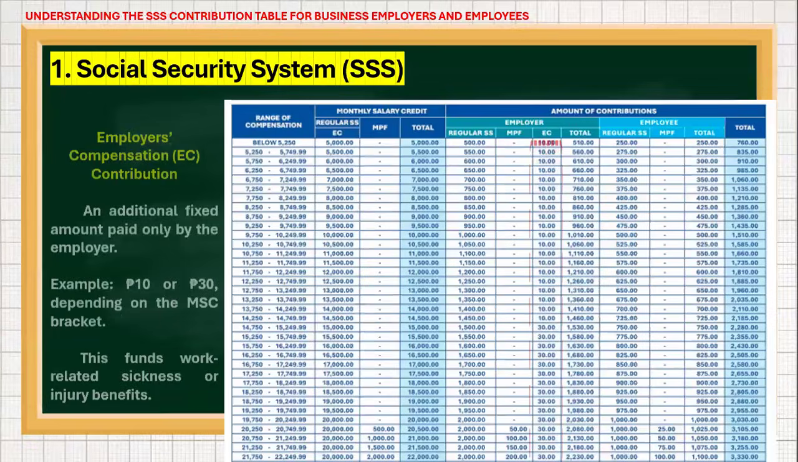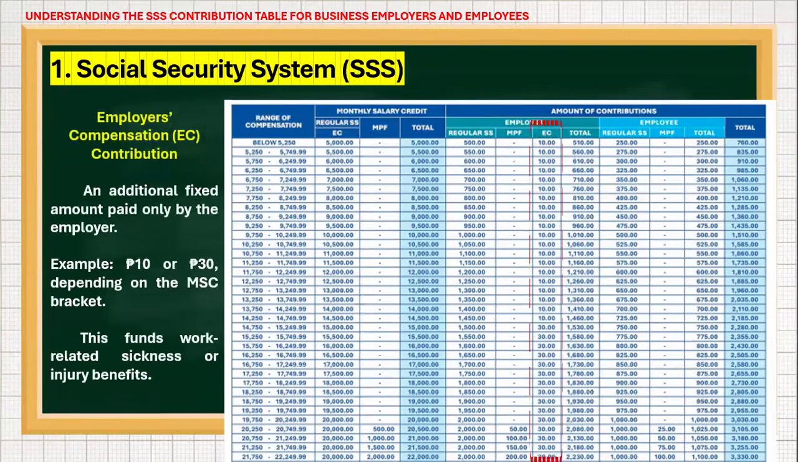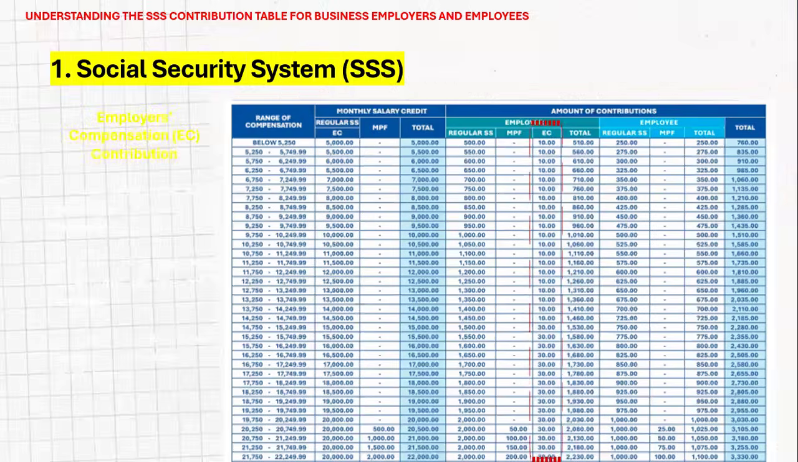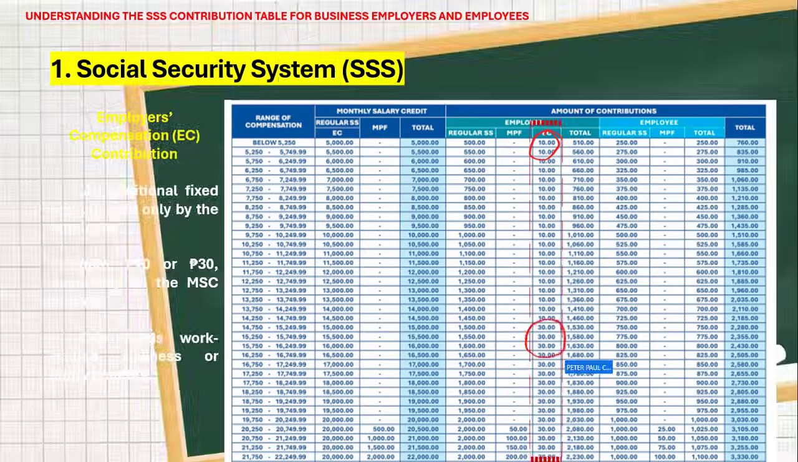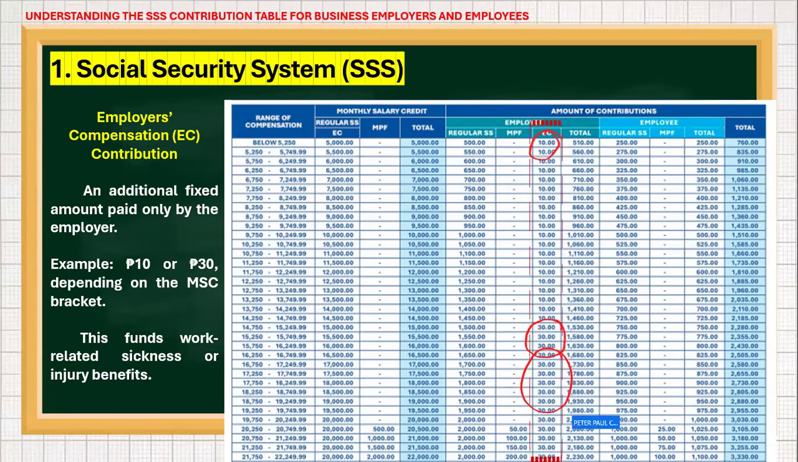Next, the employer's compensation contribution, or EC, is an additional fixed amount paid by the employer. You could see it here. There are only two values that you see: either 10 pesos, and below the MSC brackets, we have 30 pesos here. These are all 10 pesos.